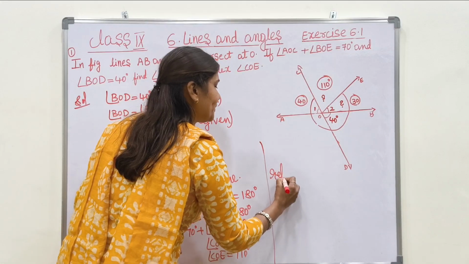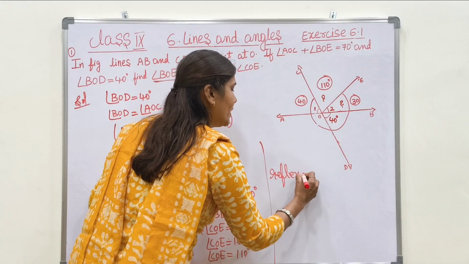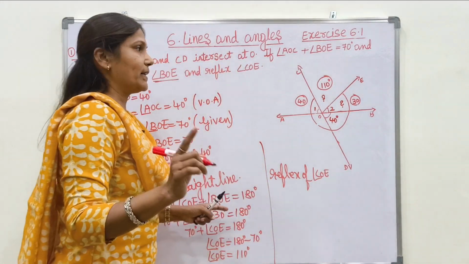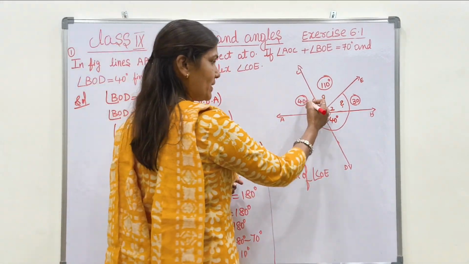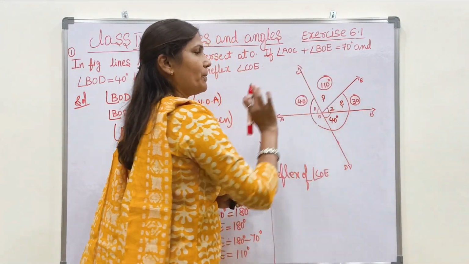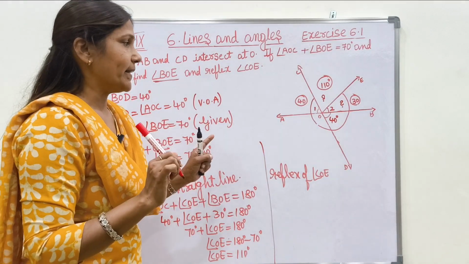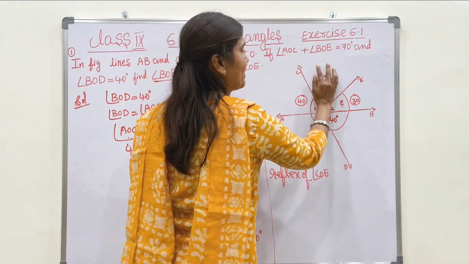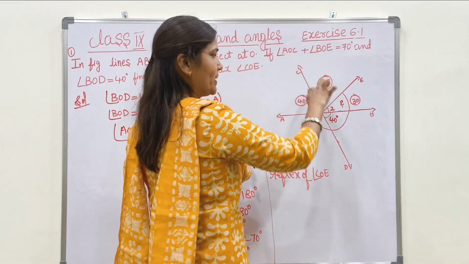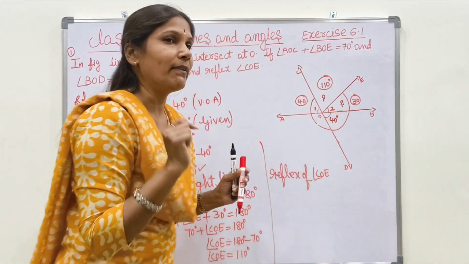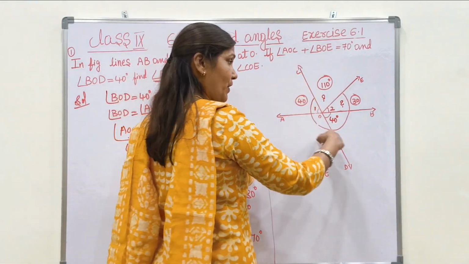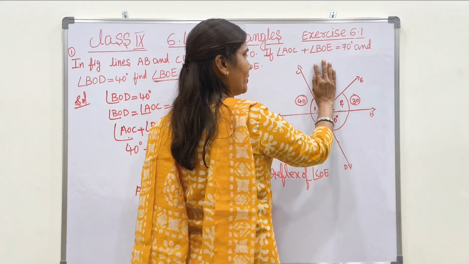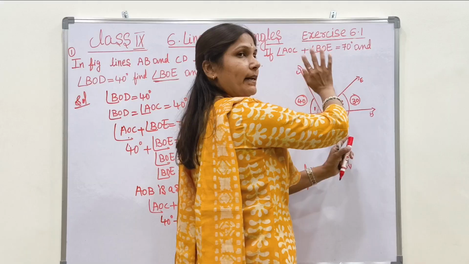Reflex of angle COE. Now you want reflex of angle COE. Reflex means this full round. This full round means how much degree? 360 degree. 360 degree to this 110, this minus means you will get the reflex here. This is COE, 110 degrees there. Now you want full, this back side full. So reflex you want. So 360 to this one minus, you will get the reflex.